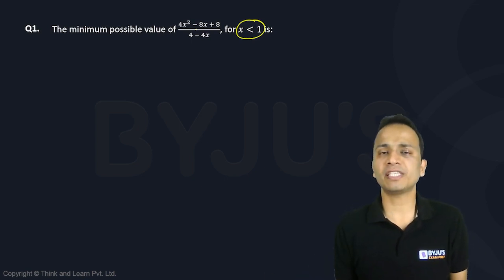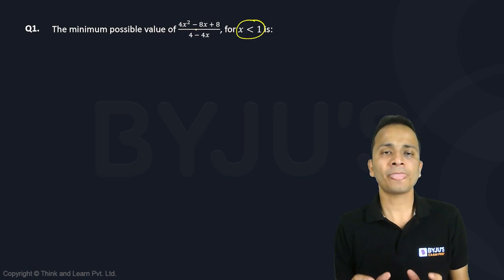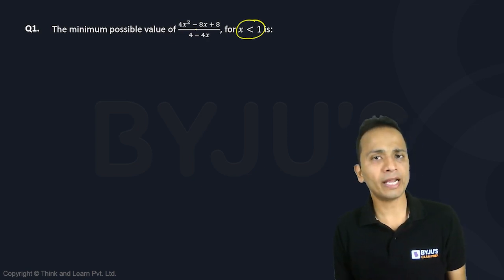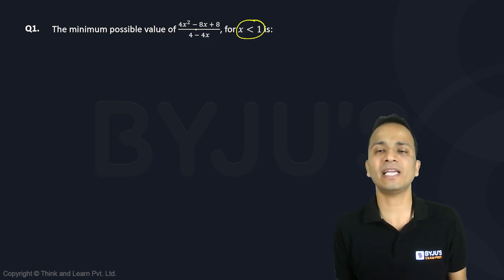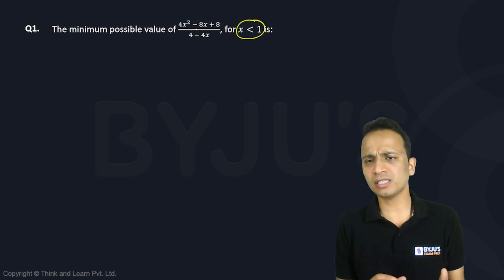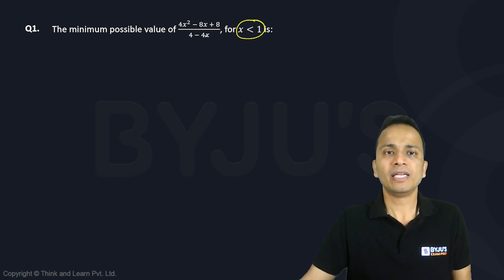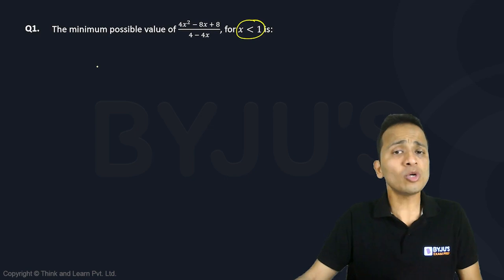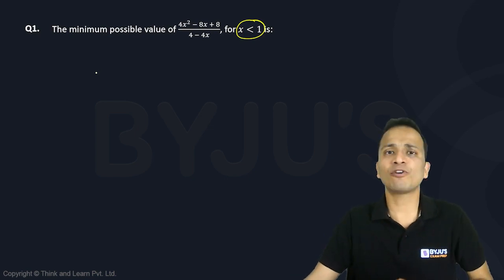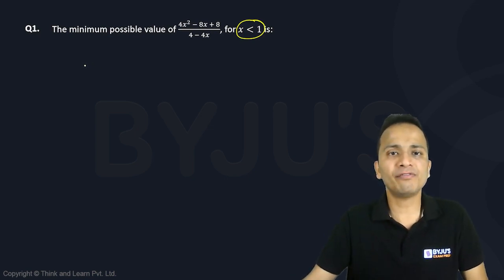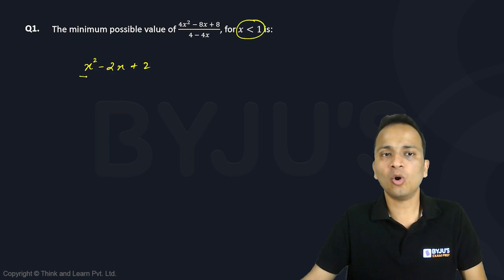Now this expression is divided in two parts, the numerator and denominator. I can see that the numerator is a quadratic expression and the denominator is a linear expression. I'll not consider them separately. So first of all, I'll try to simplify the given expression. Now from numerator and denominator, you can take 4 common. So after taking 4 common and cancelling it from numerator and denominator, I'll be left with x square minus 2x plus 2 whole divided by 1 minus x.